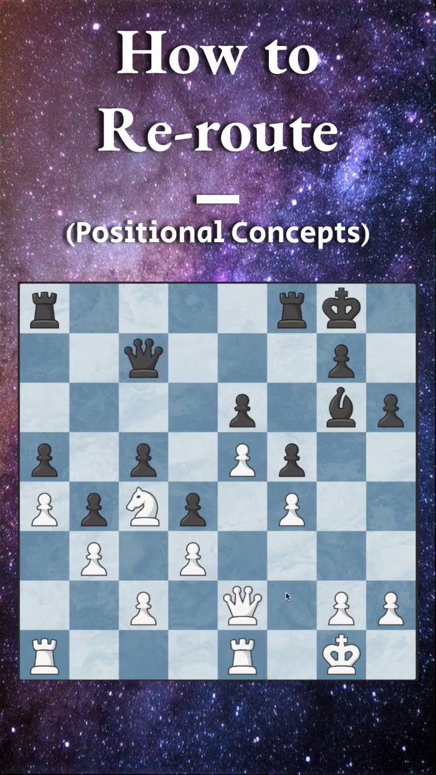Black cannot do very much, and after you get your knight to d6, you are not winning here, but you do have a very powerful knight that will cause Black problems for the rest of the game.